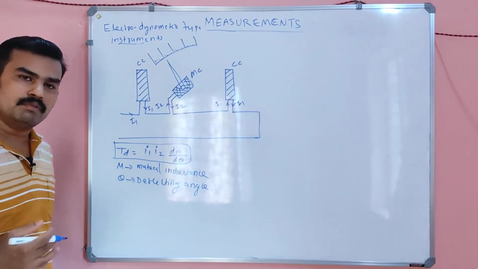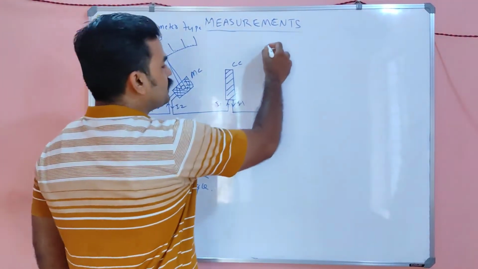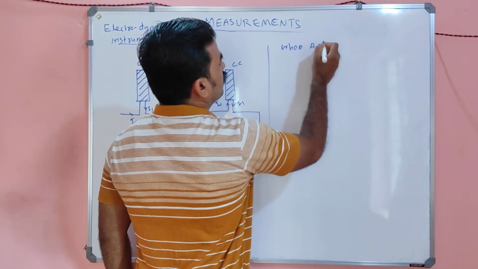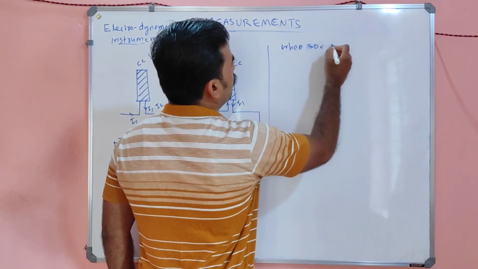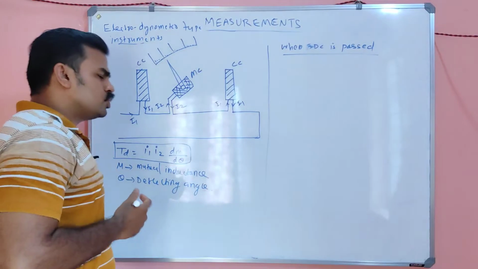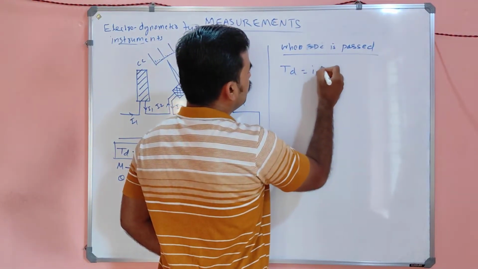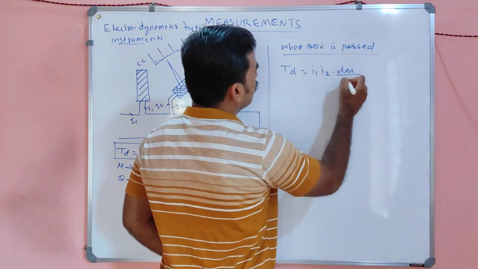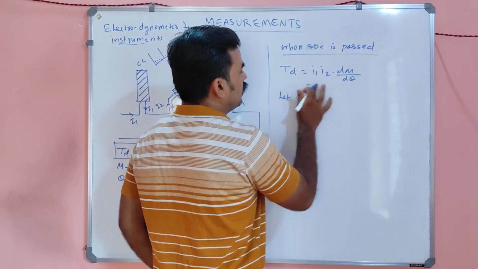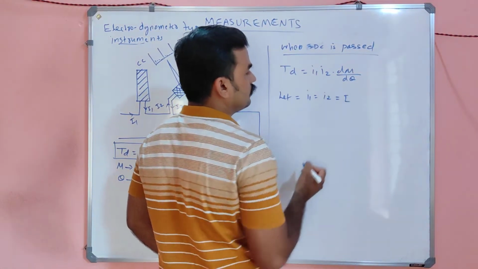Now we are going to deal with what happens when AC is passed and what happens when DC is passed. So first case, when DC is passed. What happens when DC is passed? We have TD equal to I1 into I2 into dM by d theta. Suppose I1 equal to I2 equal to I.